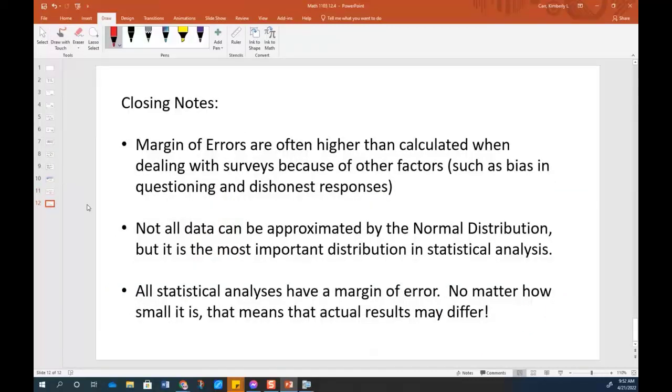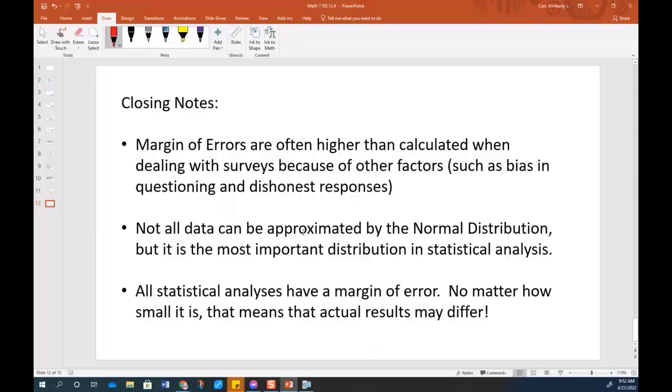So some closing notes. Margins of error are often actually higher than calculated when you deal with surveys, because there are other things that go into surveys. And if you take a statistics class, you would learn a lot more about that. But not all surveys are created with very good questions. Sometimes people lie when they give answers. They just think one answer is going to sound better than another. So a calculated margin of error is actually very conservative. The real margin of error is probably bigger than that.